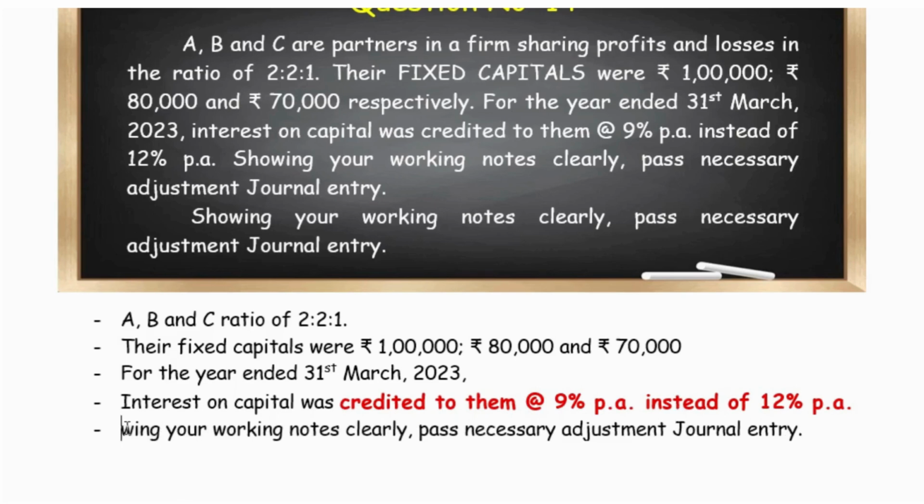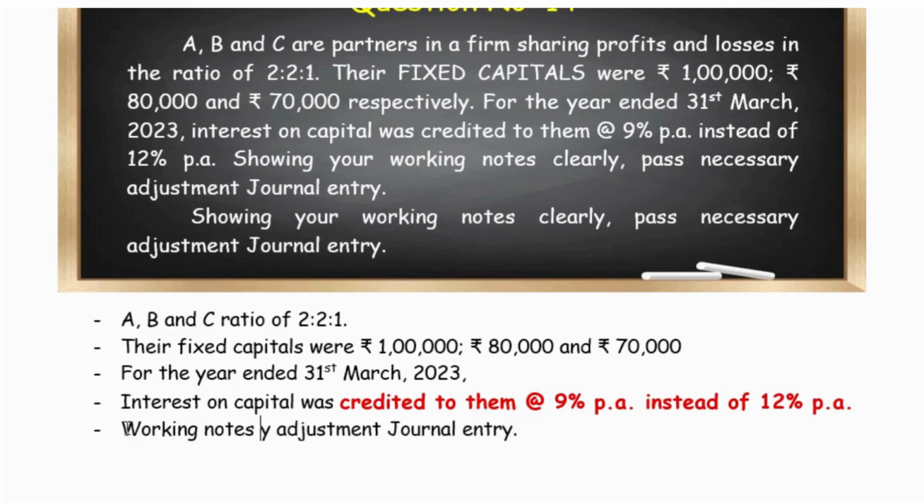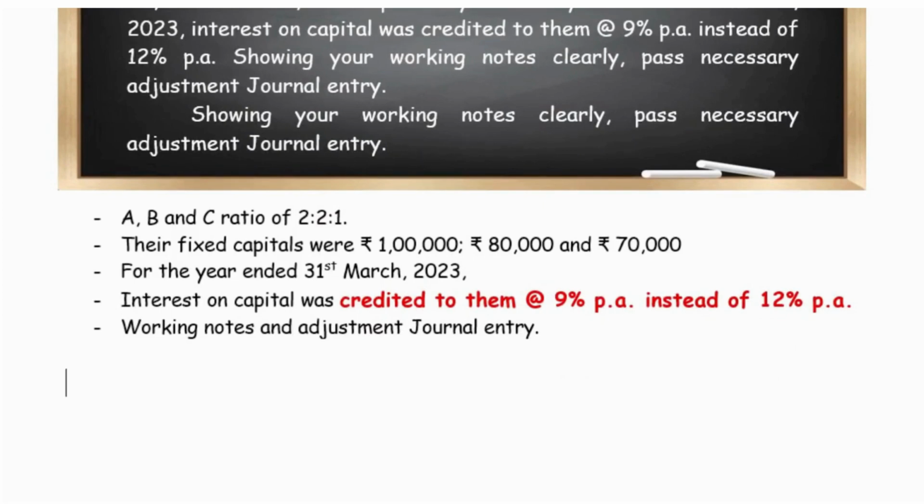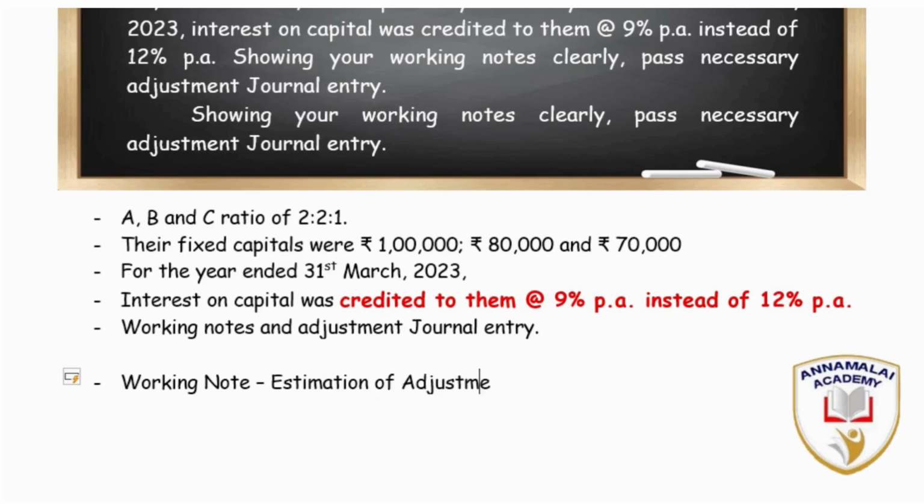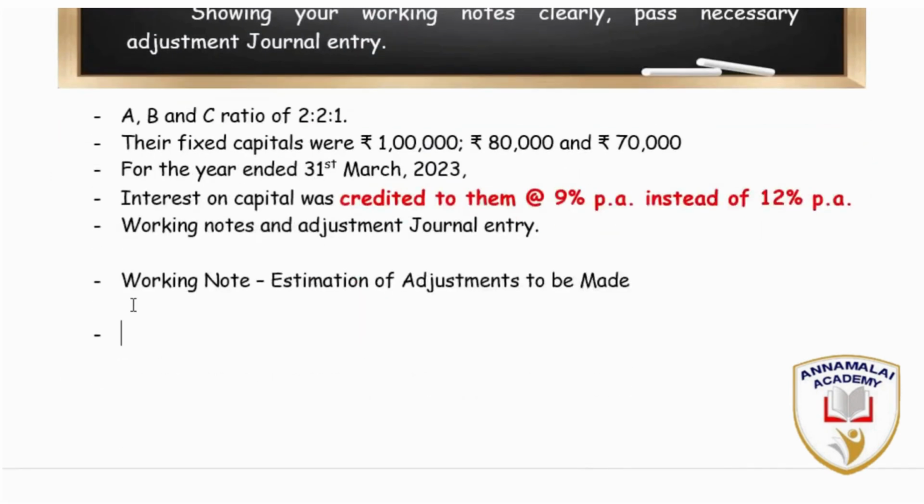And we are asked to make the working notes for all these points and prepare the adjustment journal entry. This is what we are required to do. Now let us start our workings by preparing the working note. This working note is made for the estimation of adjustments to be made. Now, it was said that the partners were wrongly credited at 9%.